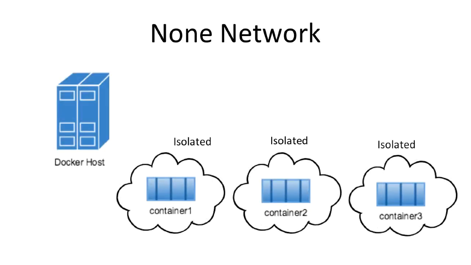Hello, and welcome back. In this lecture, we're going to talk about the none network. This network does not have any access to the outside world. The none network adds a container to a container-specific network stack. That container lacks a container interface, so it's totally isolated. This kind of container is called a closed container. Let's see it in action.